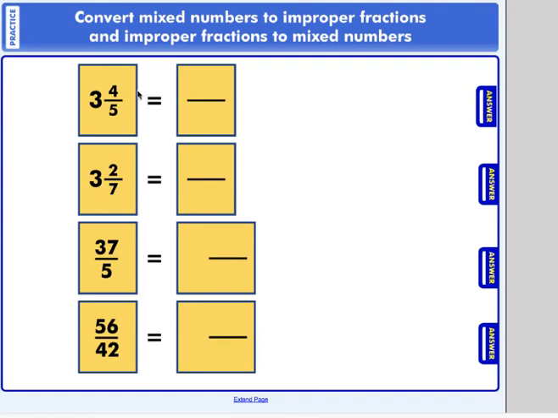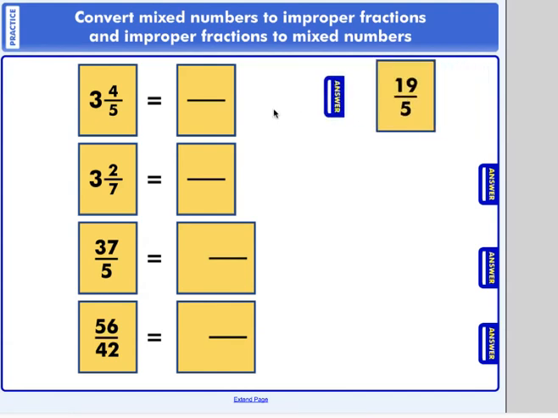Okay, when you converted 3 4/5 to an improper fraction, whatever method you used is okay as long as you get the right answer. I like to do 3 times 5 is 15 plus 4 is 19. So I know it's going to be 19 for a numerator. The denominator stays the same, so it should be 19/5. For the second one, 3 2/7, I would do 3 times 7 is 21 plus 2 is 23. So my numerator is 23, my denominator is 7. My answer would be 23/7.